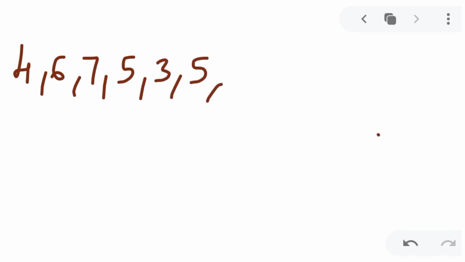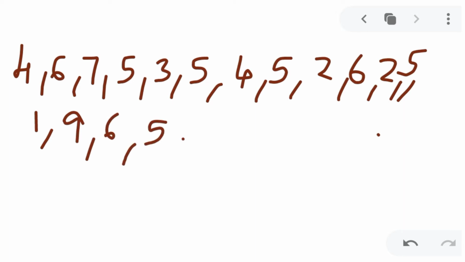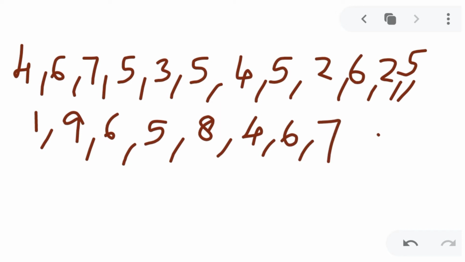Organize the following marks in class assessment in tabular form. So the observations are 4, 6, 7, 5, 3, 5, 4, 5, 2, 6, 2, 5, 1, 9, 6, 5, 8, 4, 6, 7. So here we can use tally marks. How many 4s are there? Before that we want to check which are the observations. So the numbers from 1 to 9 are there. So let us look how many 1, how many 2, like that.